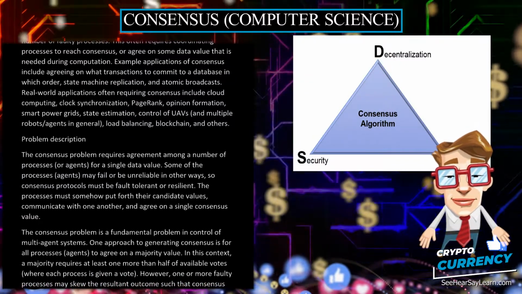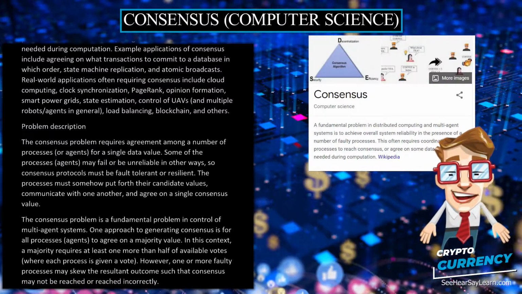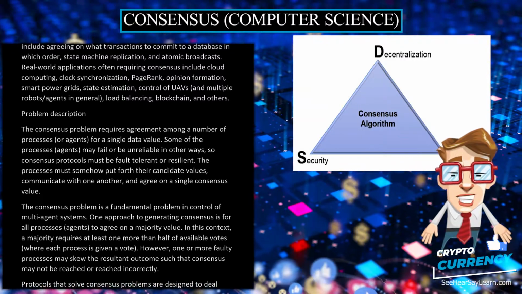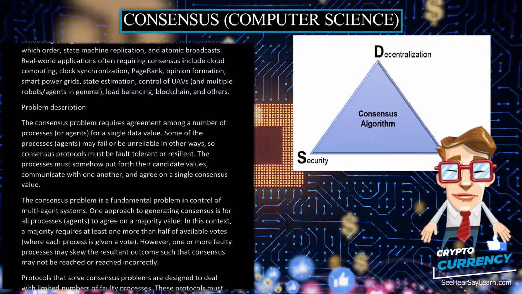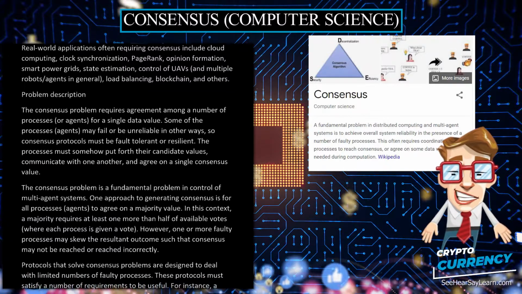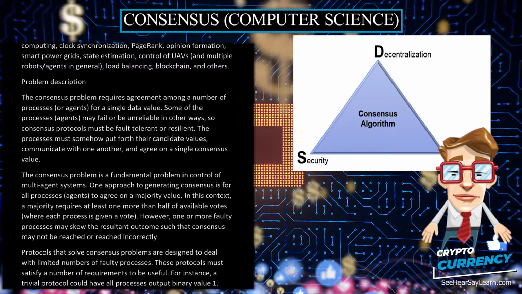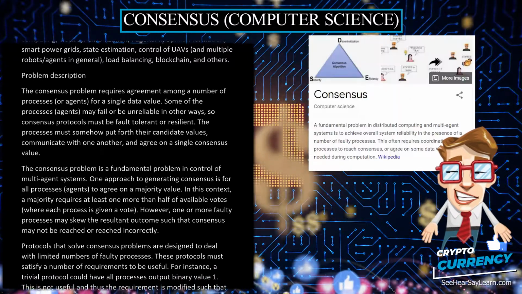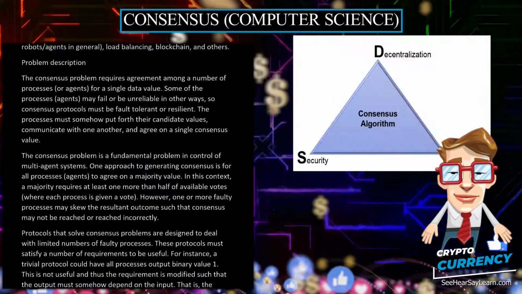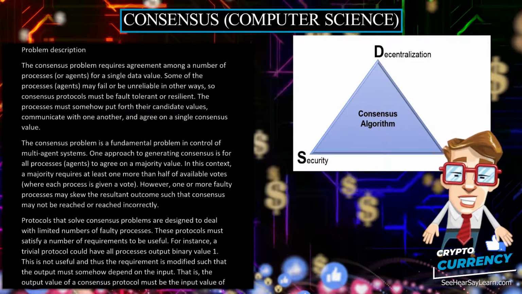Problem description. The consensus problem requires agreement among a number of processes, or agents, for a single data value. Some of the processes, agents, may fail or be unreliable in other ways, so consensus protocols must be fault-tolerant or resilient. The processes must somehow put forth their candidate values, communicate with one another, and agree on a single consensus value. The consensus problem is a fundamental problem in control of multi-agent systems.